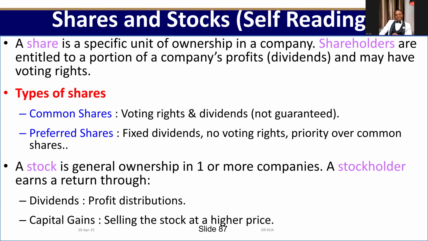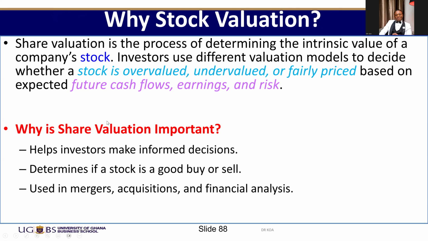A stock is general ownership in one or more companies. So the difference is that a share is like you have one company, whereas with stock, you have shares in multiple companies. So when you're a stockholder, you are owning shares in not one company, but in multiple companies. Okay. Sometimes people mix the two, but that is the main difference. The stock will still give you a dividend, okay, which is from the distribution of the profit. And you also have a capital gain. So you can sell the stock at a higher price to make a capital gain.